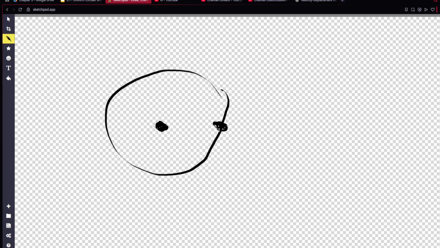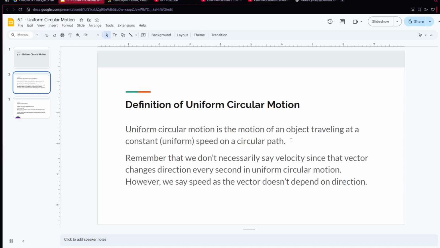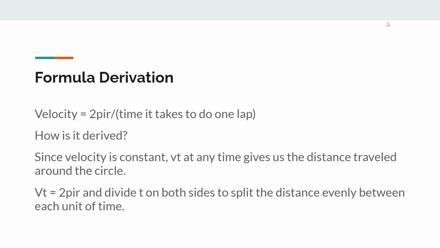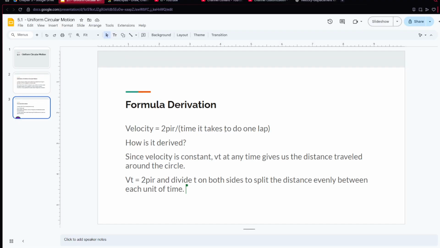So if a race car is right here and it's going this way, same magnitude as right here, because remember they have to be the same speed, but they're different directions, which is why we say speed and not velocity typically. So that's the definition of uniform circular motion. This derivation is actually quite simple. You can read it if you like. Velocity equals 2 pi r over time it takes to do 1 lap.